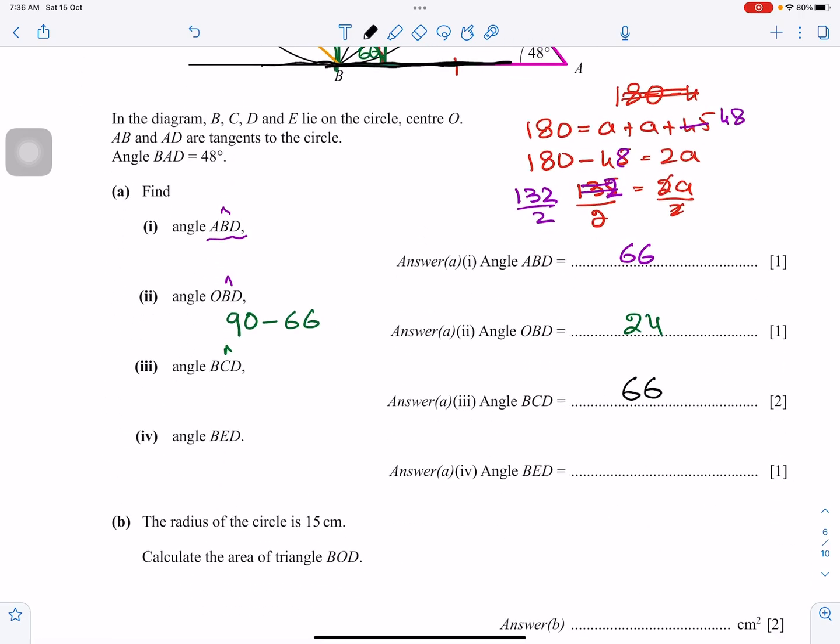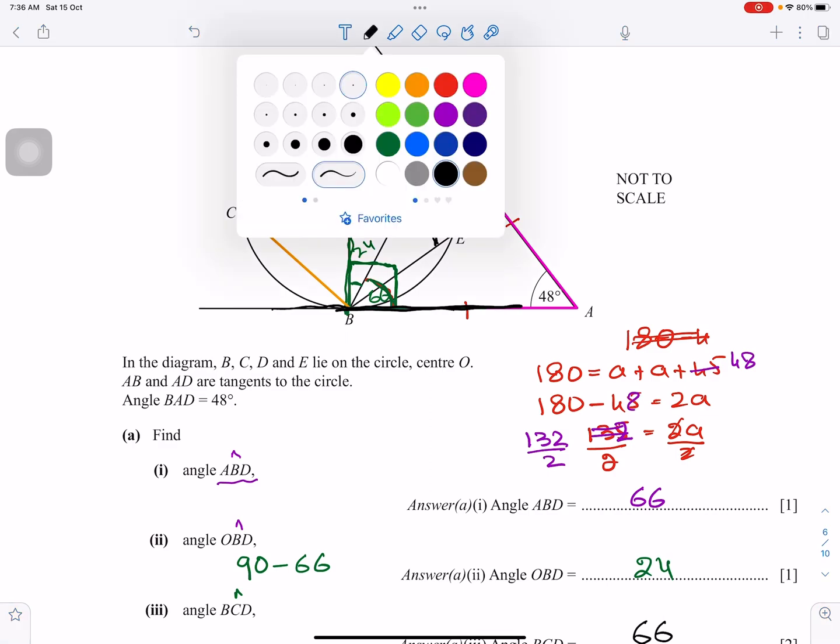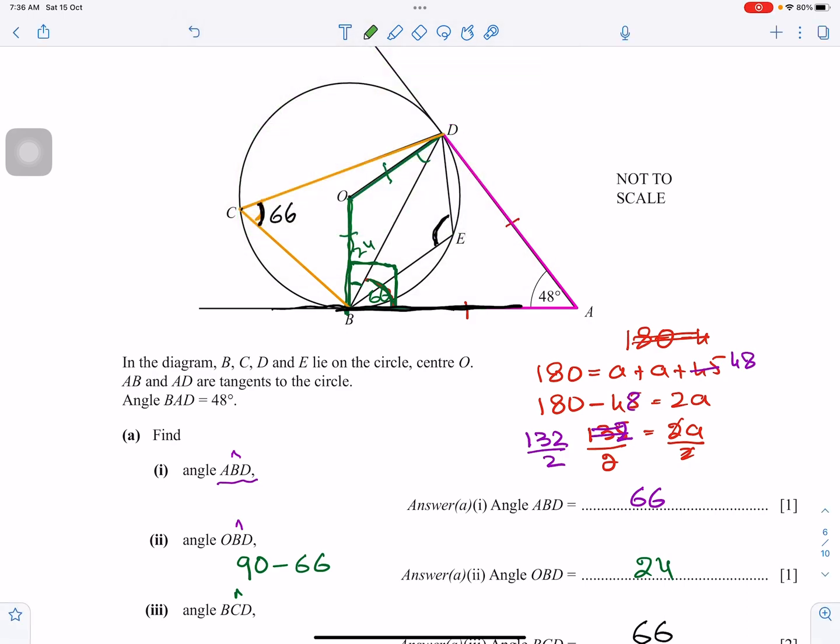Okay, the last part, the fourth part, angle BED. Now for angle BED, let's see the diagram once again. Where is it? Here. This angle. Now this one is simple. You know why? Because I told you that CD, DE, sorry, my line is a little off, they form a cyclic quadrilateral. I just told you, right? My line is not very straight, but you understand what I'm trying to say here.